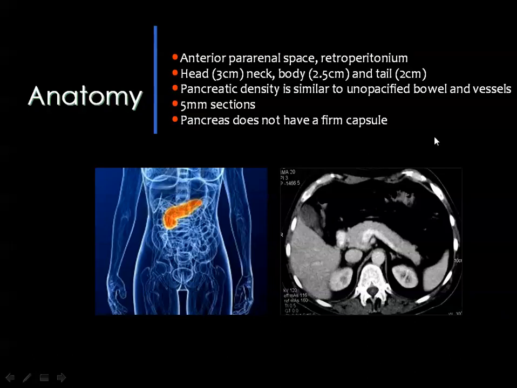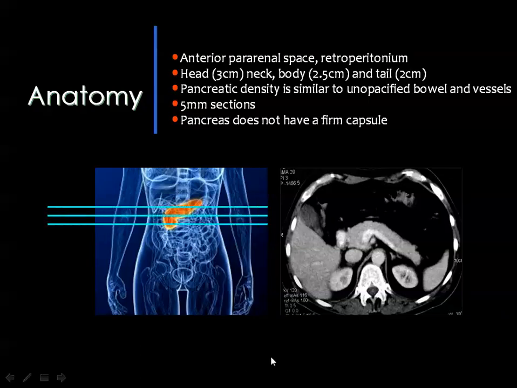Then the pancreatic density is almost similar to the unopacified bowel loops, and we usually scan the pancreatic area every 5 millimeter slice intervals. One of the important findings is to know that the pancreas does not have a firm capsule, and this will enable the inflammatory process to spread in the peripancreatic fat, as we will see.